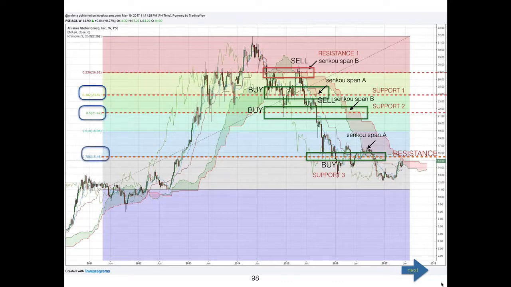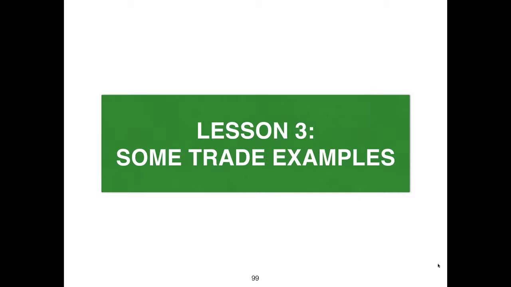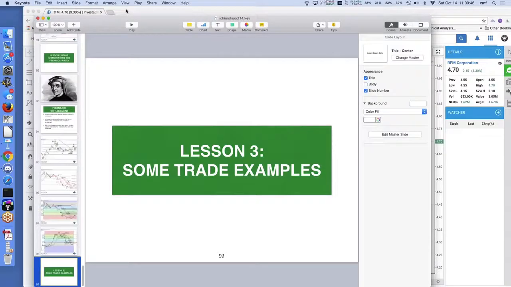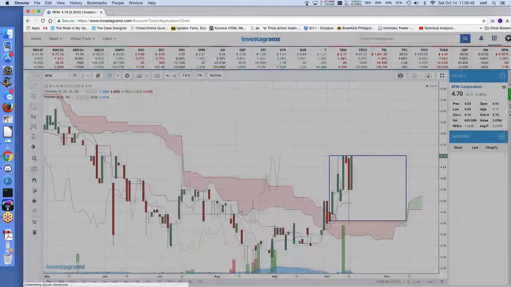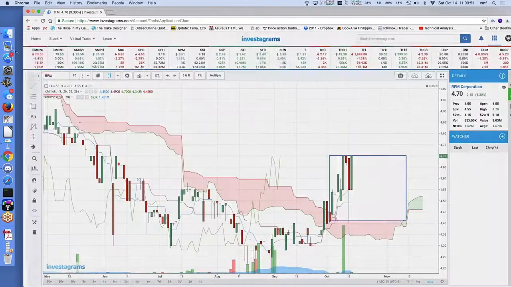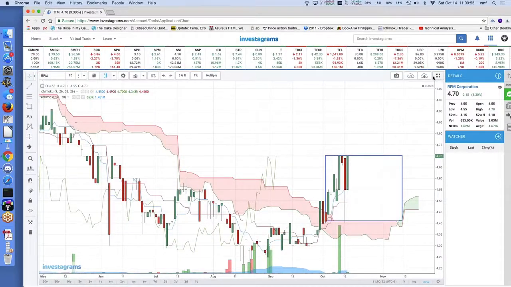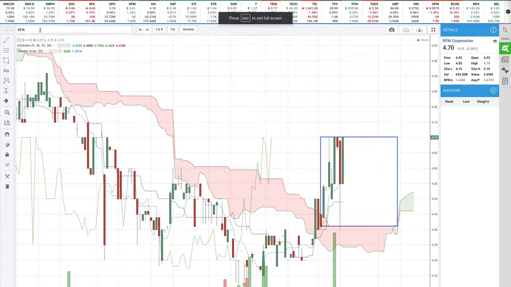So let's go to some examples. Some trade examples. We will plot reverse Fibonacci levels for Bloom after it bottomed out at 290. Let's go to our charts. Let's go to Bloom.